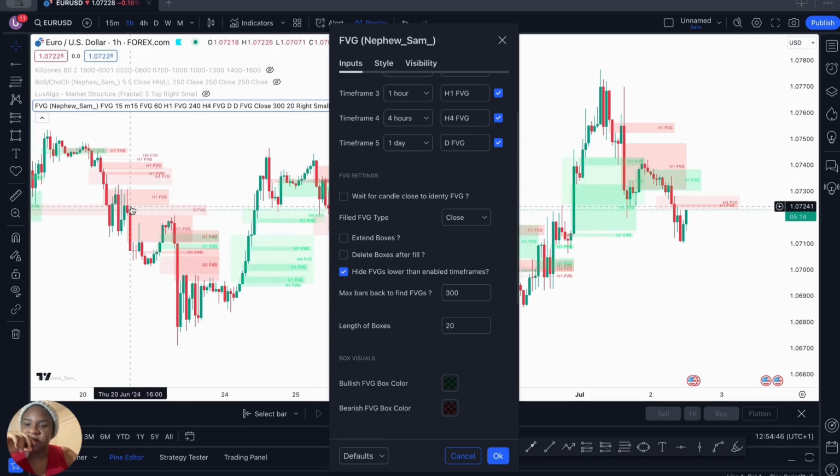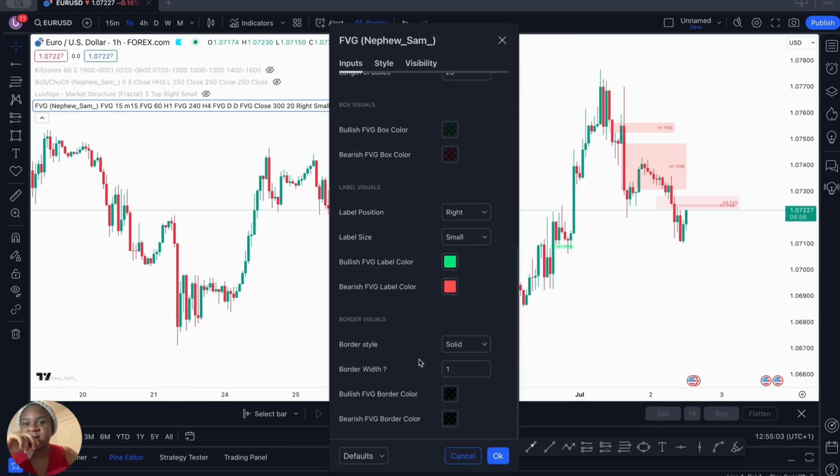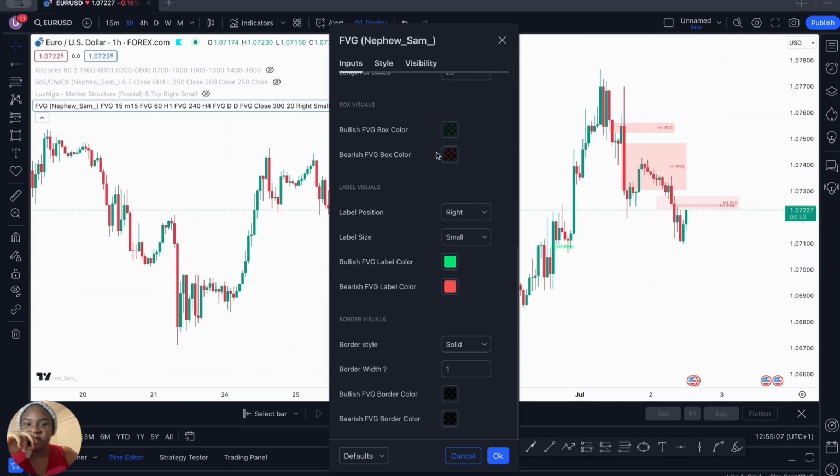Can you see? It will show you all the fair value gaps that would have been filled in the past, but you can tick here to remove those ones that have been filled that you don't want to see anymore. Hide fair value gaps lower than the enabled time frame. You can untick this also or tick it. It depends on how you want your chart to be. You can come in here, increase the coloring of the fair value gap. You can decrease the coloring of the fair value gap.